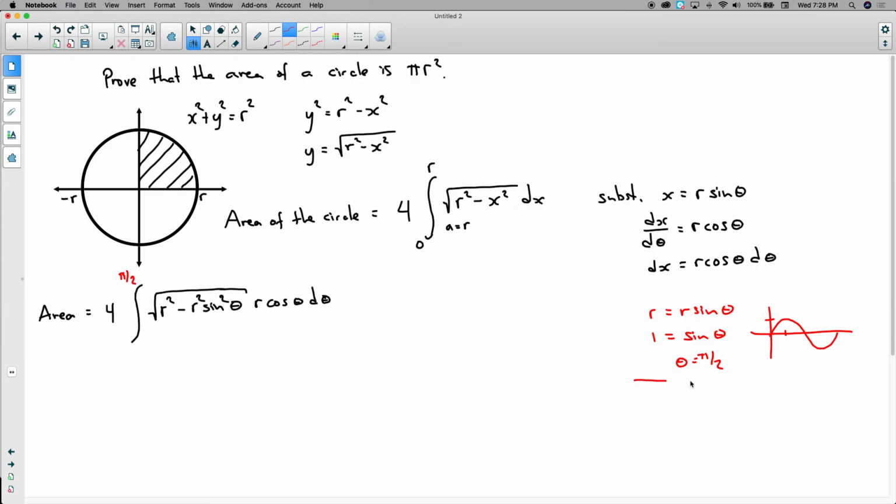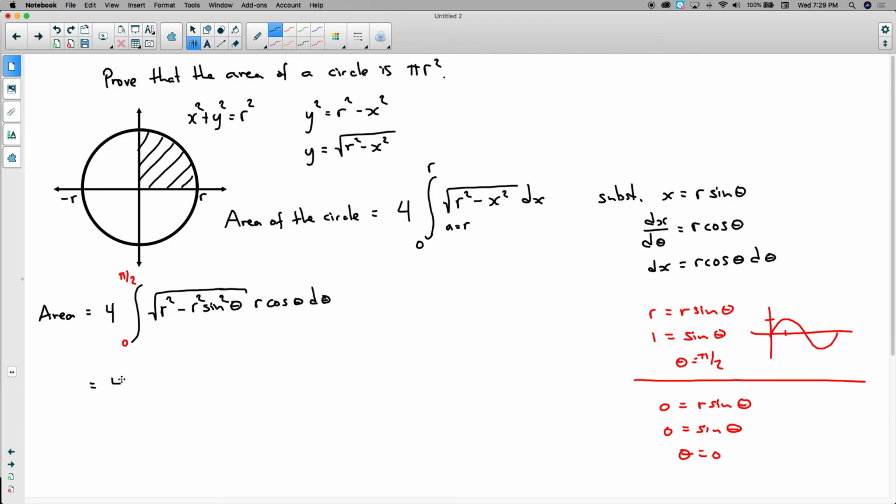And then for the second part, the lower limit is 0, so our x value is 0. And dividing by r yields 0 again. And so the question is, for what angle is sine 0? And sine is at height 0 when theta is 0. So then that's our lower limit. Okay, so I avoided one of the mistakes that I made previously.